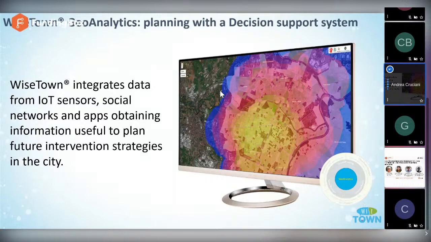And after the analysis of the data in real time, there is also the analysis for the planning. So the geoanalytics that have to collect data, to correlate different data and different domains, and to have feedback on what can be done to improve the quality of life in the city.